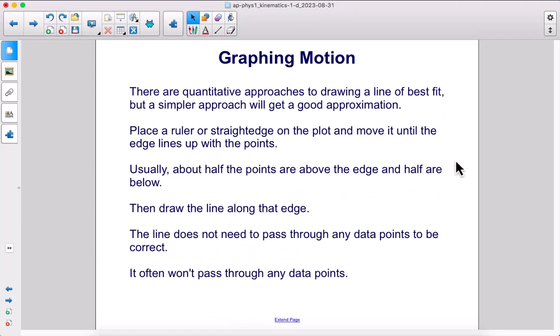There are quantitative approaches to drawing a line of best fit, but a simpler approach will get a good approximation. Place a ruler or straightedge on the plot and move it until the edge lines up with the points. Usually, about half the points are above the edge and half are below. Then draw the line along that edge. The line does not need to pass through any data points to be correct. It often won't pass through any data points.